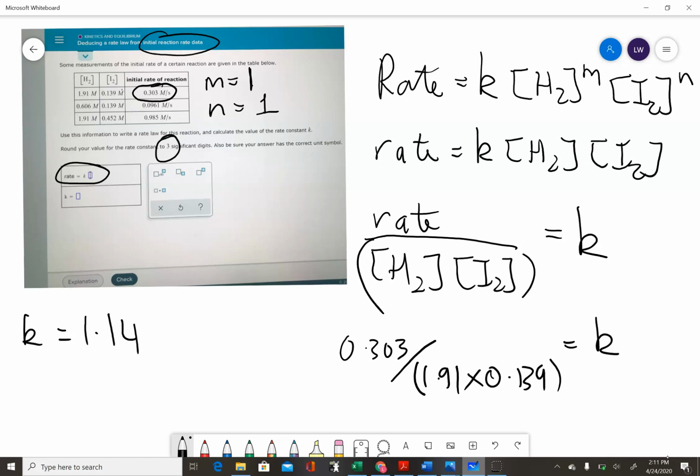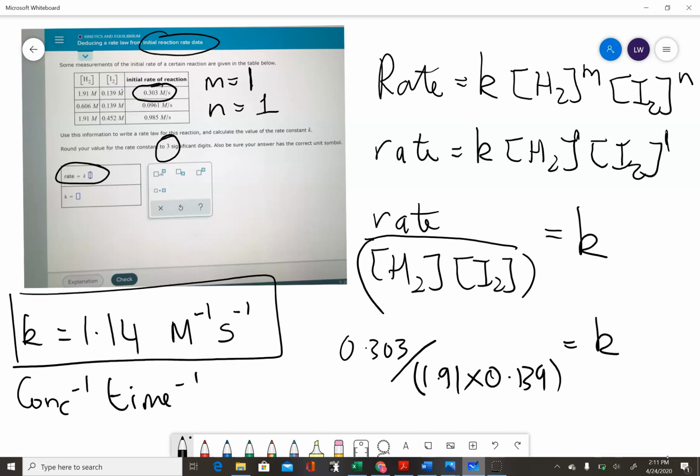It tells me to give it to 3 sig figs, so that's good. And then make sure that it has the correct units. So the units here, because it is overall second order, first order plus first order gives me second order, are going to be concentration to the -1, time to the -1. My concentration unit here is molarity, so it's going to be molarity to the -1. And my unit for time is seconds, so it's going to be seconds to the -1. So they always end in time to the -1. So 1.14 molarity to the -1, seconds to the -1 should give you that one.